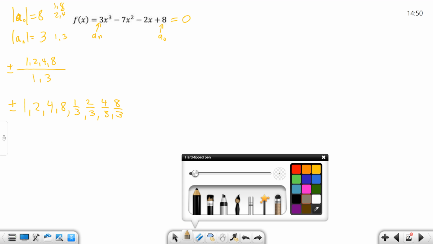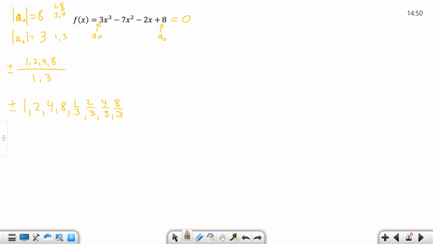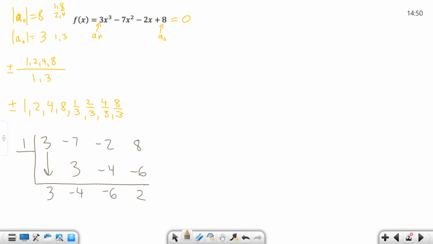So now I'm going to take this thing and say, okay, let me use synthetic division to find one. So I'm just going to start with 1. I'm going to hope 1 works. If 1 doesn't work, I'll go to something else. 3, negative 7, negative 2, and 8. So drop the 3 down. 1 times 3 is 3, and then we add. Negative 7 and 3 is negative 4. 1 times negative 4 is negative 4. Add those together. Negative 2 and negative 4 is negative 6. 1 times negative 6 is negative 6, and that's 2.